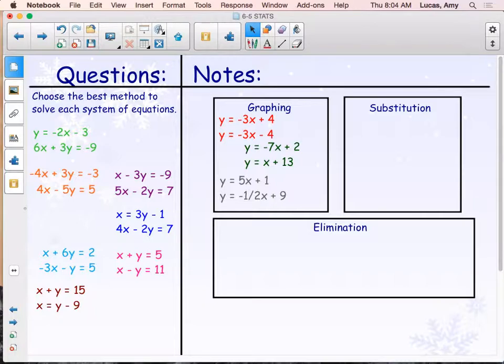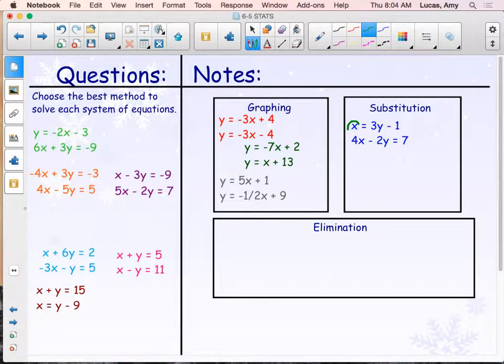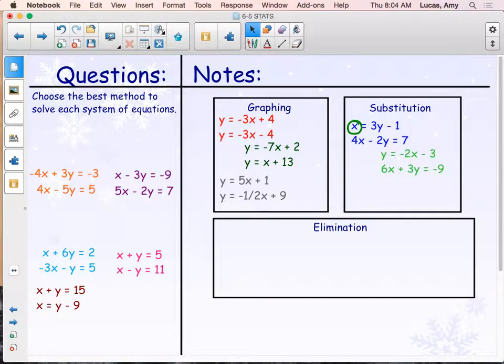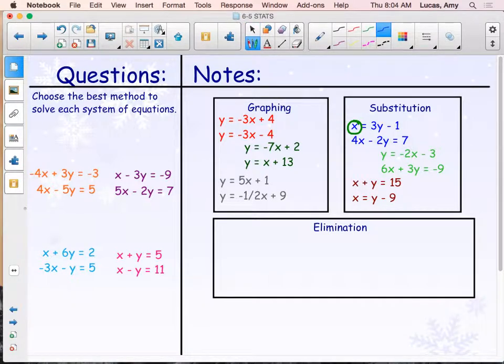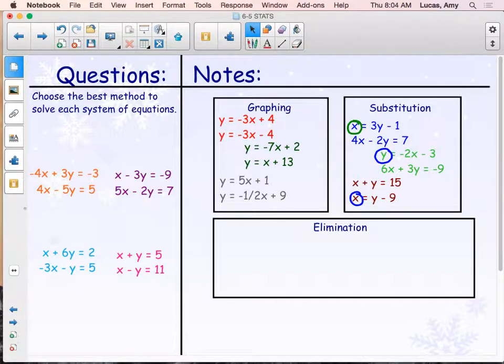So substitution would be like this blue one, where there's one variable all alone. X equals 3y minus 1. So you can replace the other x with 3y minus 1. Here's another one that has one variable by itself. And here's a third one with one variable by itself. Y equals, x equals. So graphing, we're looking for both of them to be in slope-intercept form.